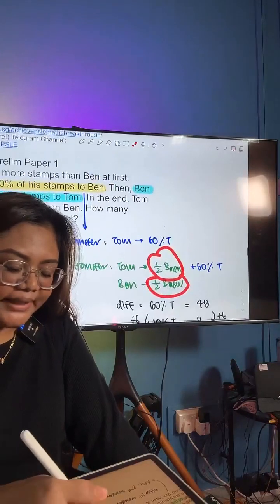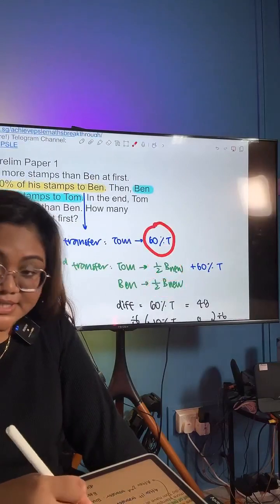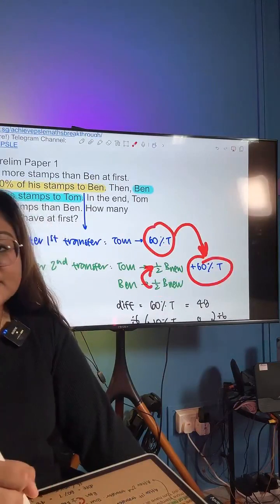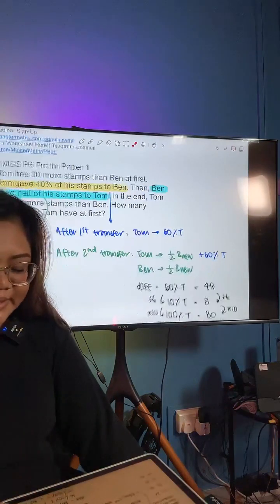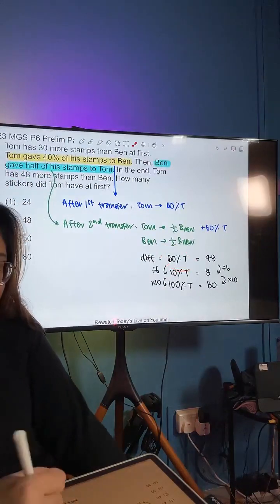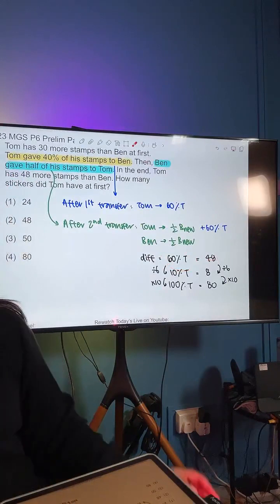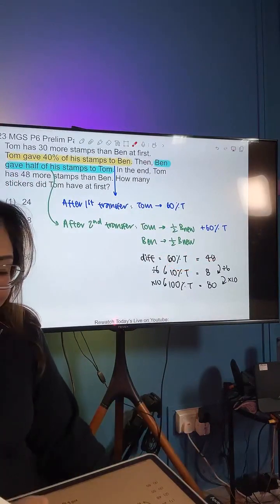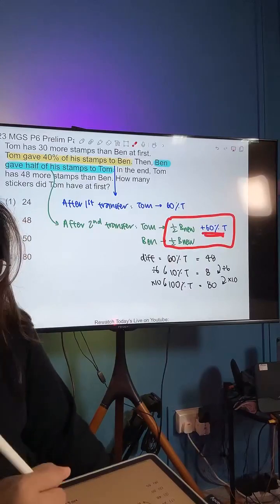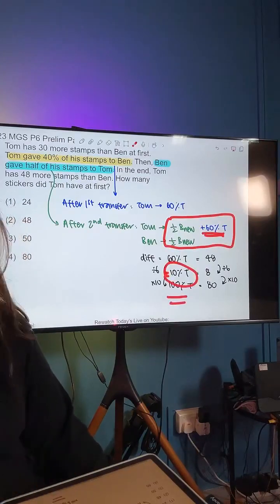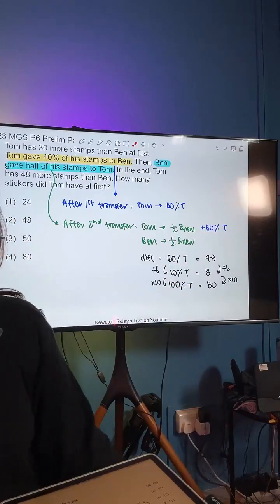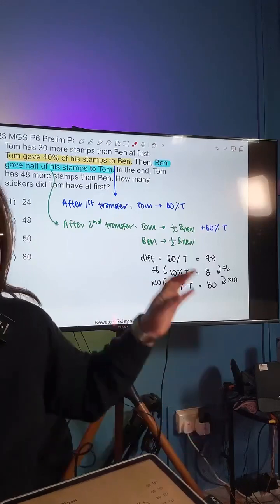But just now, Tom had 60% balance. So Tom, after I give half already, I still got 60% balance from the first transfer. So at the end, the difference will be 60% of Tom, which is 48. Okay, so 60% of Tom is 48 because this is the difference at the end, this extra here. So 10% will be 8, 100% will be 80. Okay? Got it? Okay, I'm going to move on to question 7 in 5 seconds.